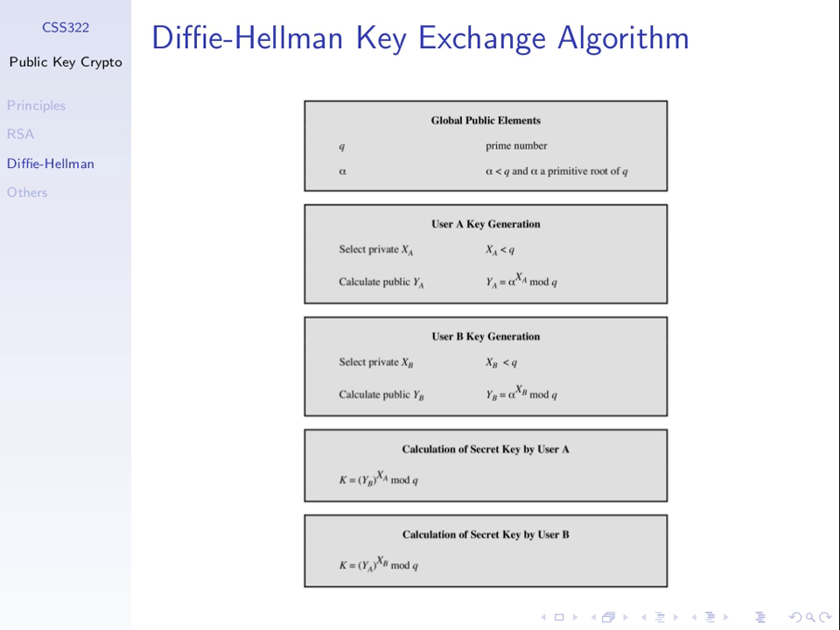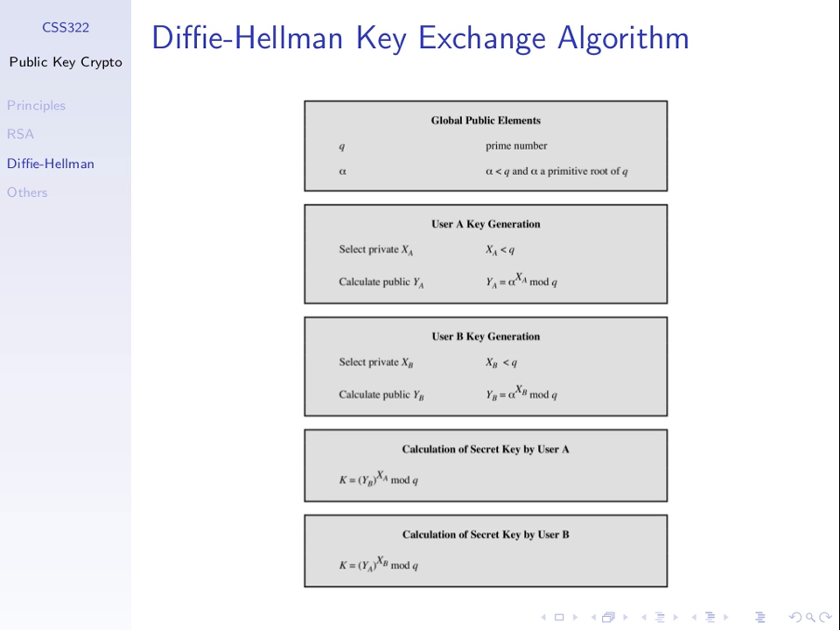User A selected or calculated a public value YA using alpha to the XA mod Q. User B calculated their value YB as alpha to the XB mod Q. They're the first two steps in their key generation.